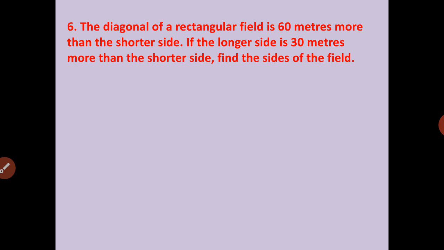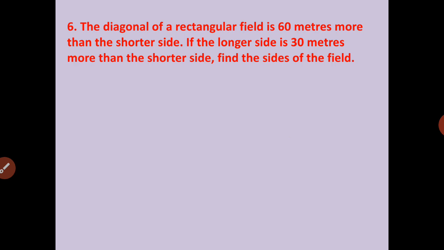Question number 6. The diagonal of a rectangular field is 60 meters more than the shorter side. The longer side is 30 meters more than the shorter side. Find the sides of the field. So you have a rectangular field. The relation between the length of the two sides and the length of the diagonal is all given, but the length of the side is not given. Only the relation is given.